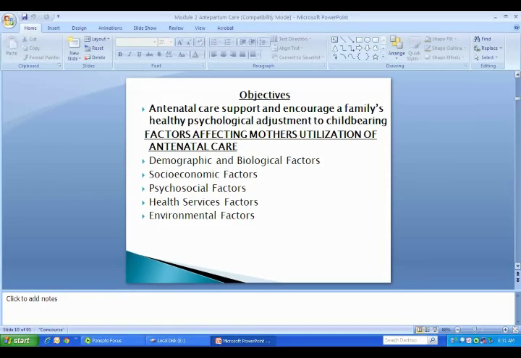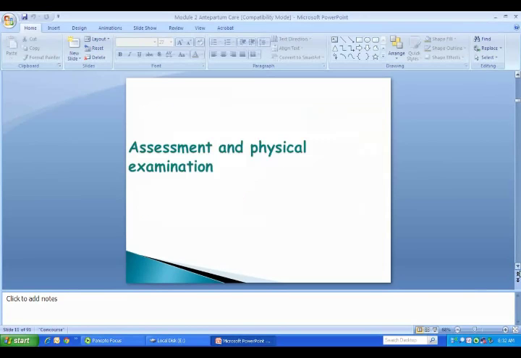Antenatal care. What are factors that can affect a mother being able to get antenatal care? Well, location would be one. Socioeconomic, psychosocial, does she accept the pregnancy? What health services are actually available to her, and environmental factors.